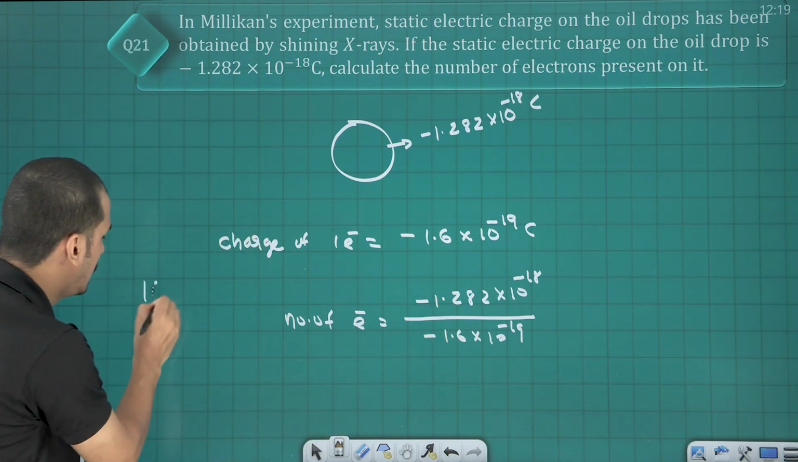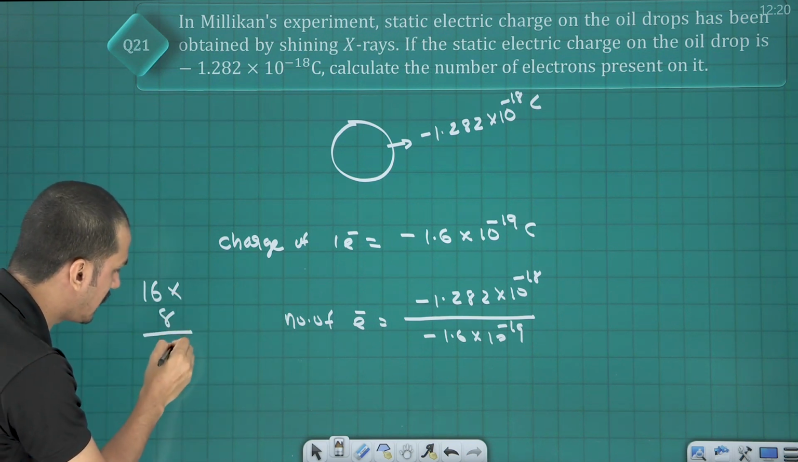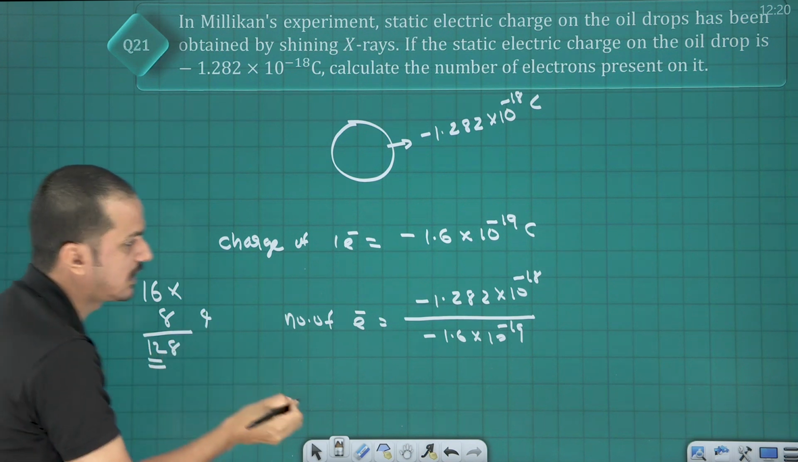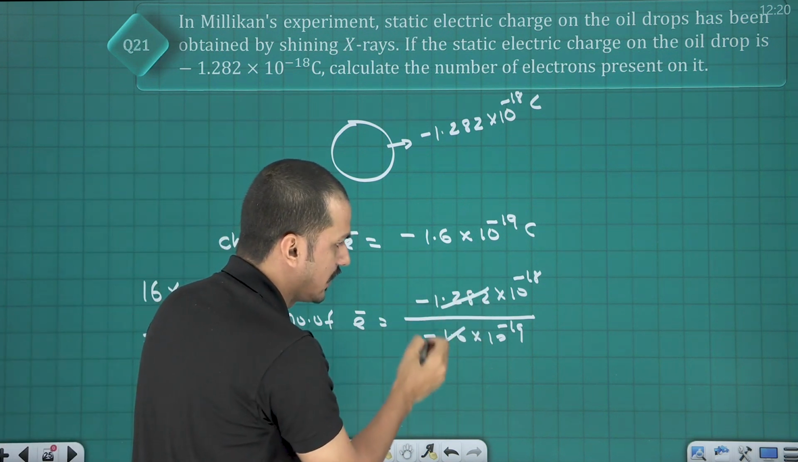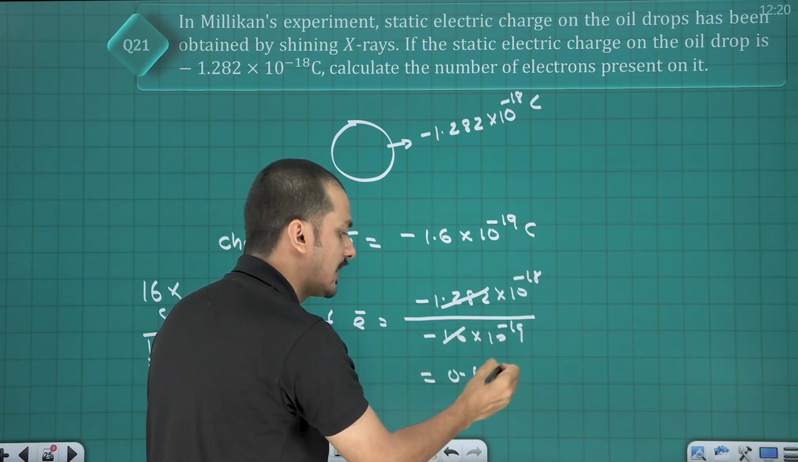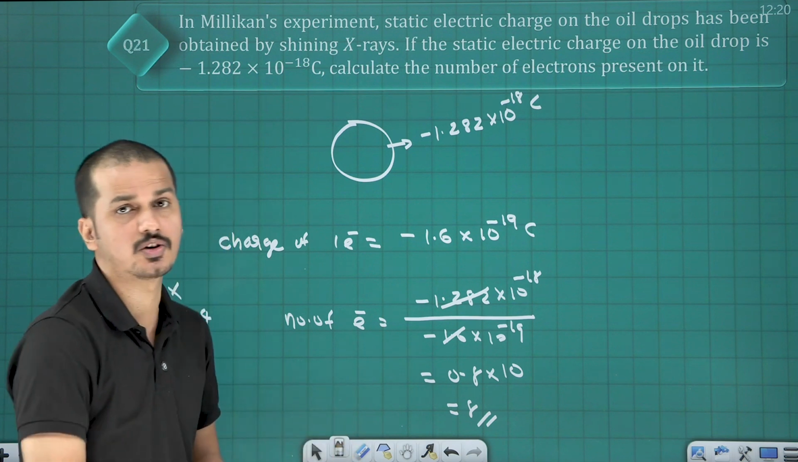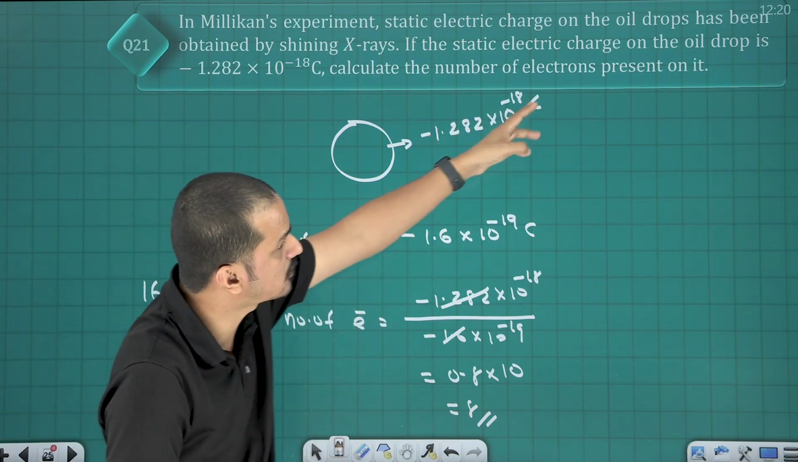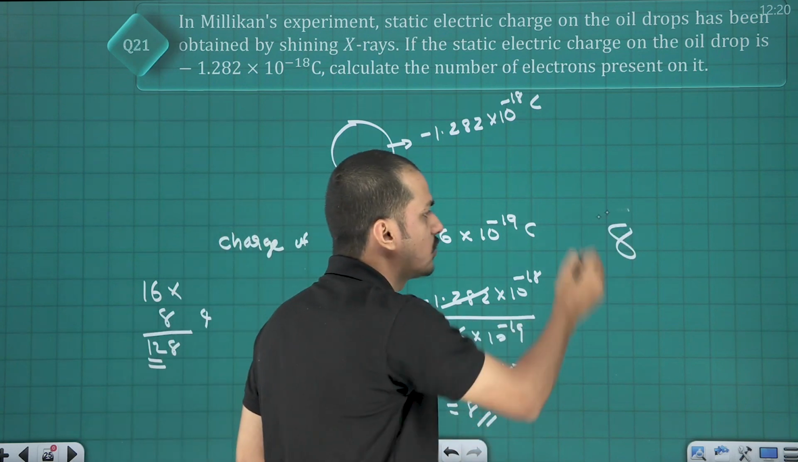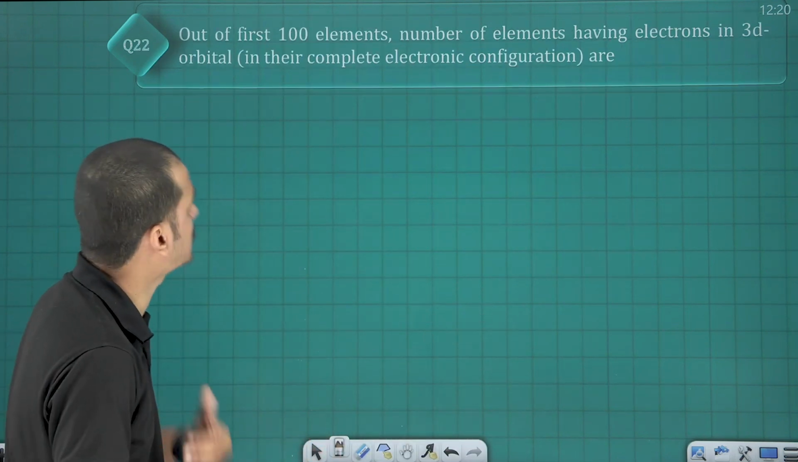16 into what? 16 into 8: 6 8s are 48, so 4 remaining, 128 will come. So I can cancel this one, so 0.8 will come. 10 raised to minus 19 and 10 raised to minus 18, I can cancel, and remaining is 10. So 8 will be the answer. How many electrons are present on it? 8 electrons are there. So our answer is an integer, 8. Ready? Yeah. Next question.